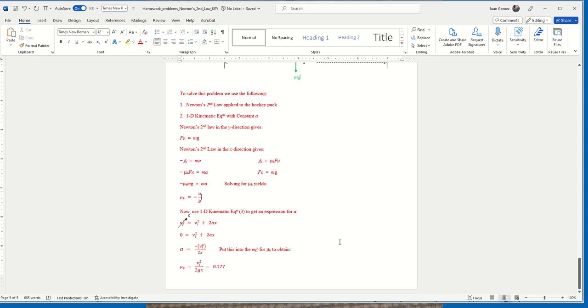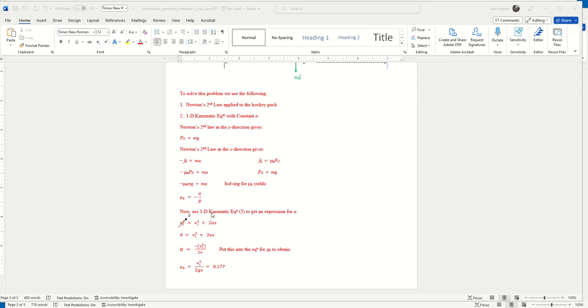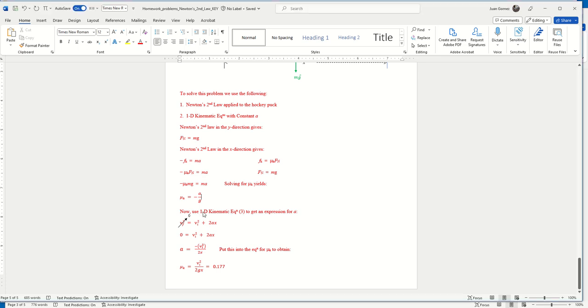Well, to get that acceleration, I need to use one of the 1D kinematic equations. Okay, so we have mu k is equal to minus a over g. I don't know a. I know g, obviously. Now, to get a, I'm going to use the 1D kinematic equation. So here I'm saying let's use 1D kinematic equation 3. Well, why am I choosing that equation?